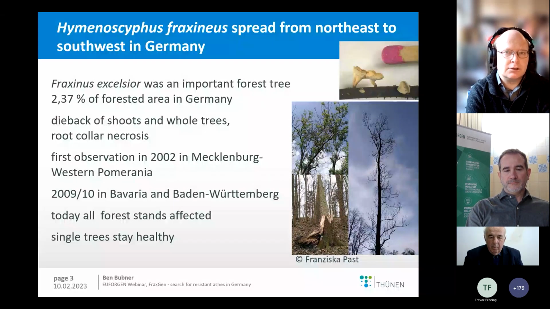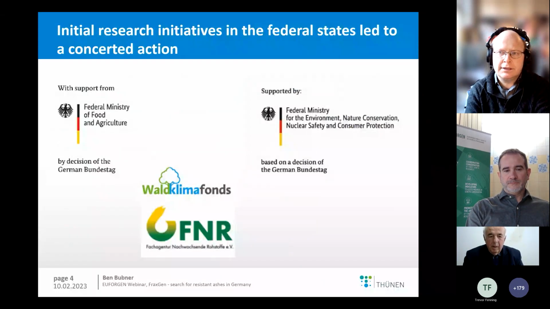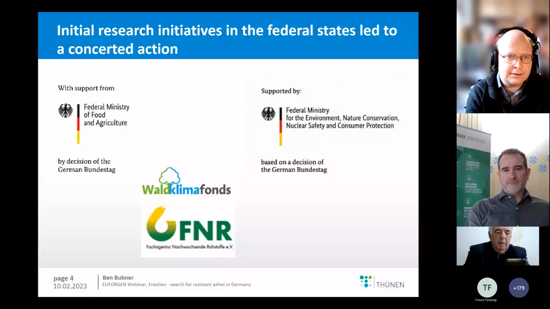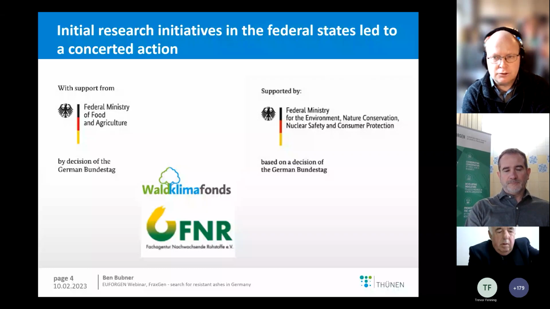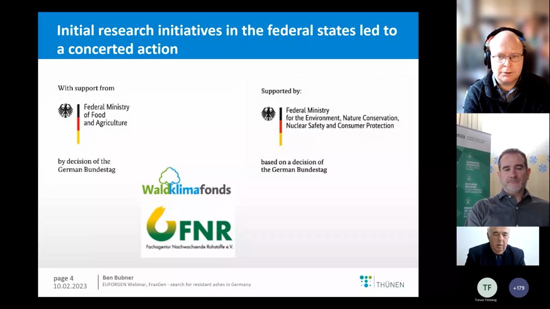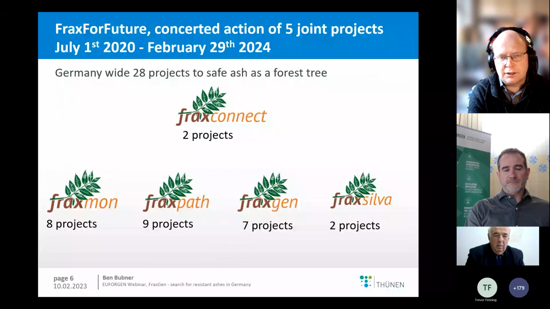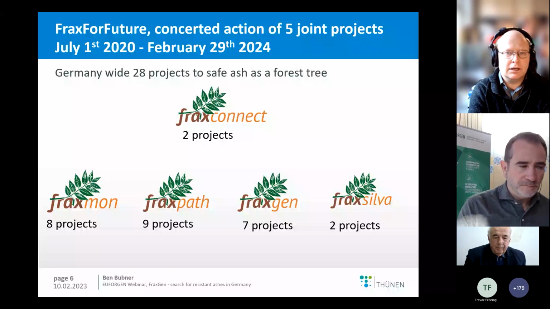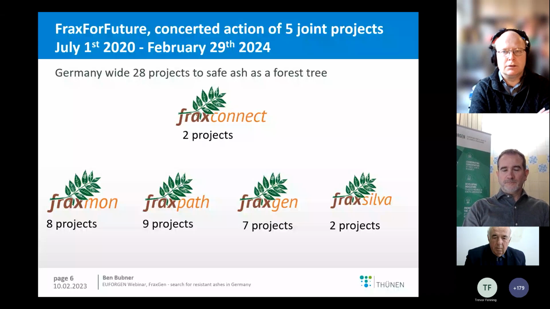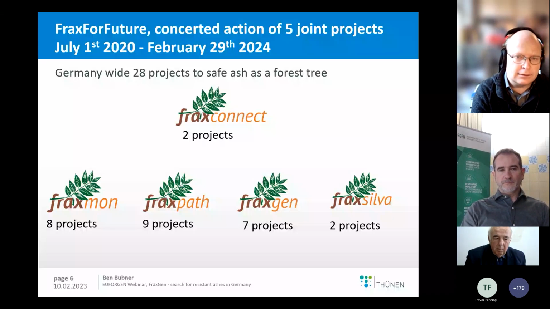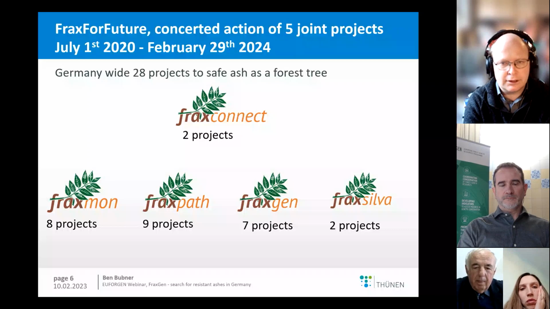There have been some initial research initiatives in the federal states in Germany, and it was decided by the German Federal Ministry of Food and Agriculture and the German Federal Ministry of Environmental Protection to bundle these efforts and to set up a concerted action called Frax for Future, that itself consists of 5 joint projects, and altogether we are 28 projects. So a lot of power, a lot of scientists. In Frax Connect, they coordinate the project, and we have also an economic part.